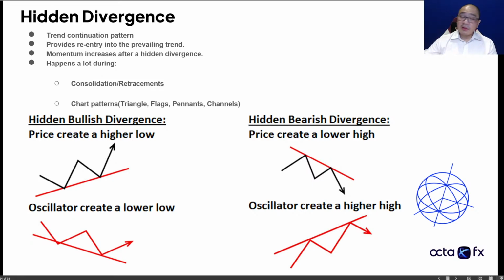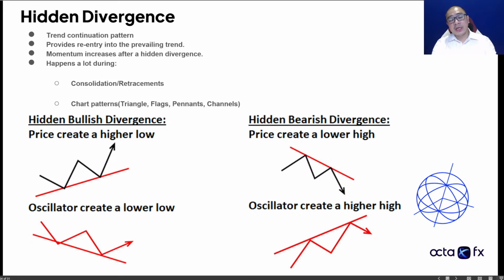Okay, so this is a continuation pattern. It's a completely different thing than a regular divergence. It's used in different scenarios, but when you start looking for divergences, always scan for a potential regular divergence, and then always scan for a potential hidden divergence in there.